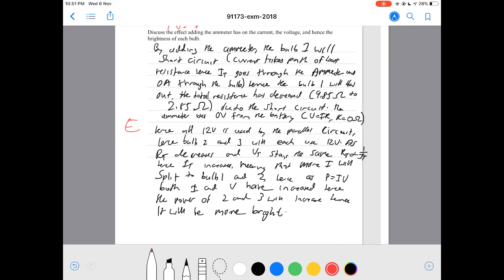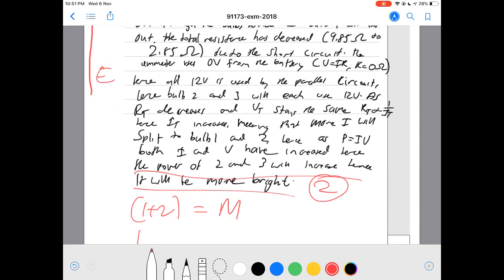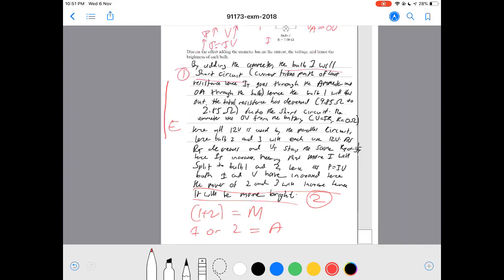To get a merit grade, you have to say that bulb 1 goes out, so bulb 1 will short circuit, that's point number 1. And you also have to say that bulb 2 and 3 will get brighter, so the power will increase, so this is point 2. So points 1 plus 2 will equal a merit grade. And to get an achieved grade, it's either point 1 or point 2. So point 1 or point 2 will get you an achieved.